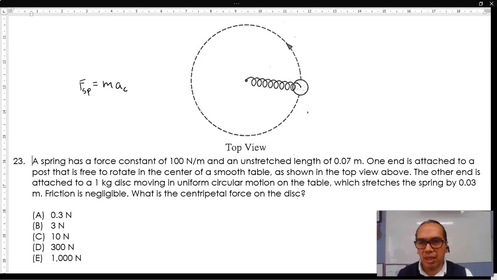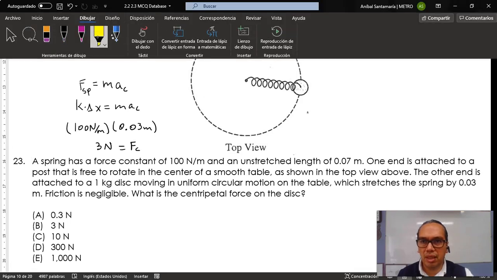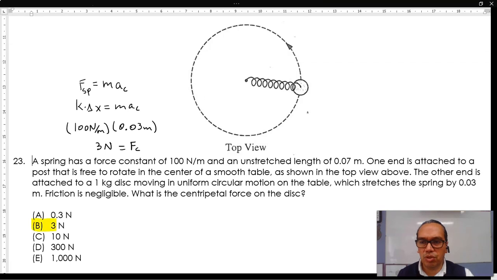Now, given that this is equal to K times the stretching of the spring, delta X, this means that what you have here is 100 newtons per meter times the displacement or stretching of the spring, which is 0.03 meters, and that's equal to 3 newtons. Therefore, the centripetal force exerted on the disc is exactly 3 newtons, and that is option B.